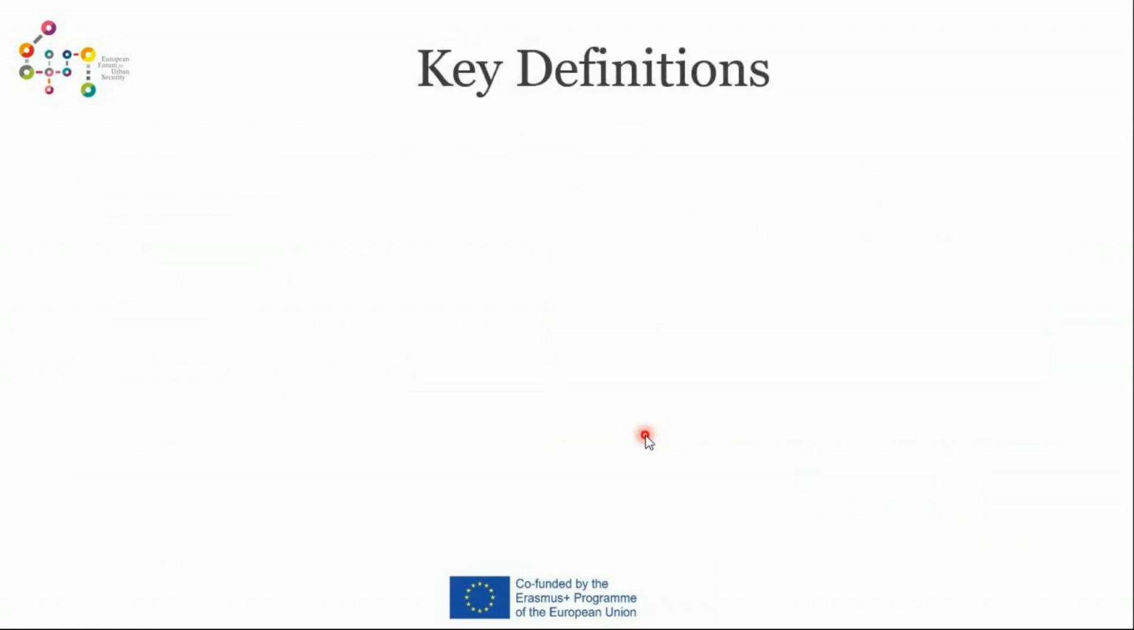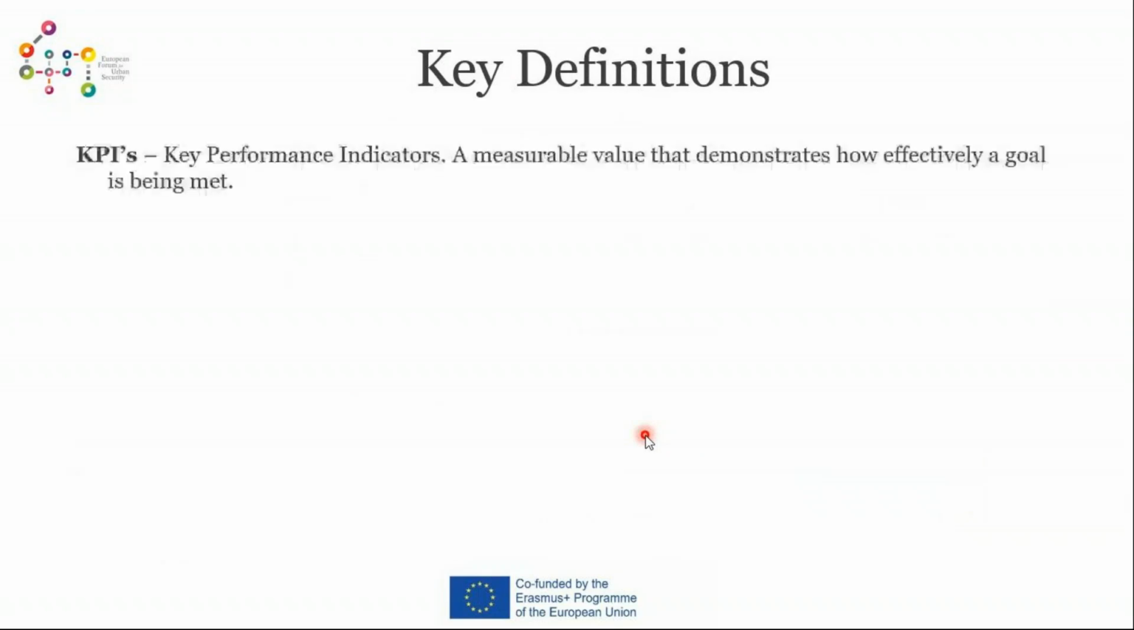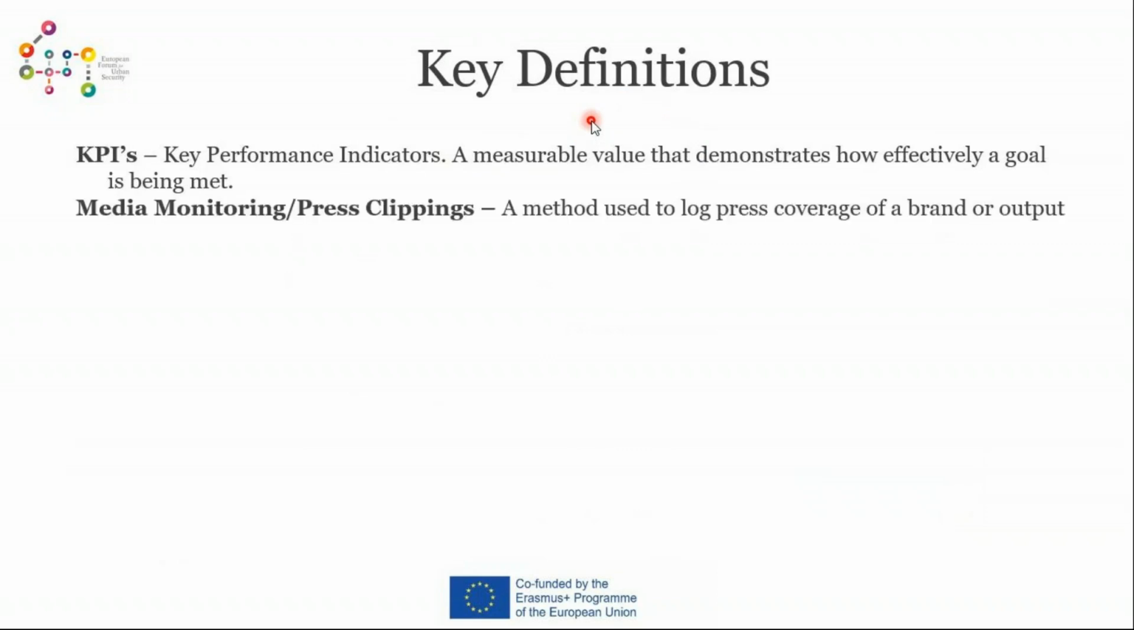So I will be using quite a few specialist terms in this presentation. So it will be good for us to just review what those mean now. The first is KPIs. So these are key performance indicators, and they are a measurable value that demonstrates how effectively a goal is being met. So an example of a KPI can be the number of customers that you've ended up with after a campaign to sell something. And that's a very commercial KPI.